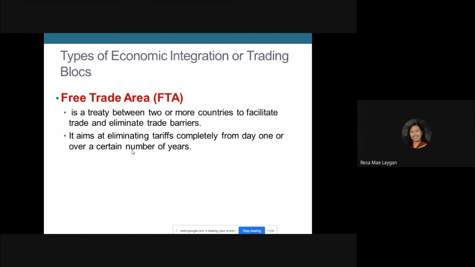Another, we have the free trade area. So here, this is a type, no, of integration or trading block wherein all members enjoy no tariff. Free trade.